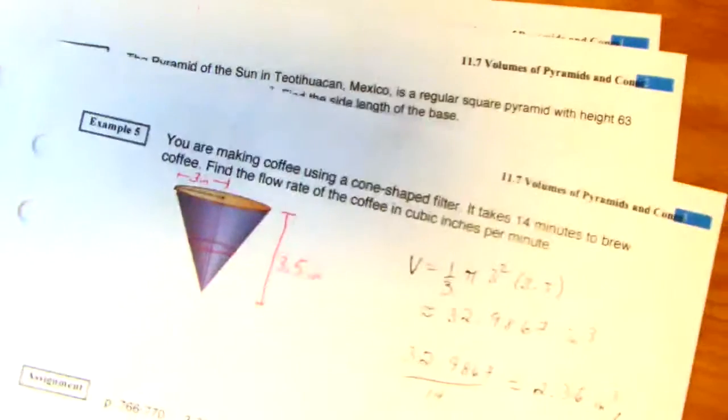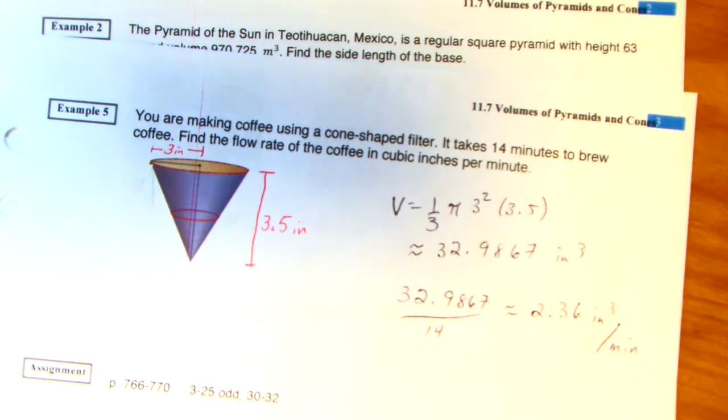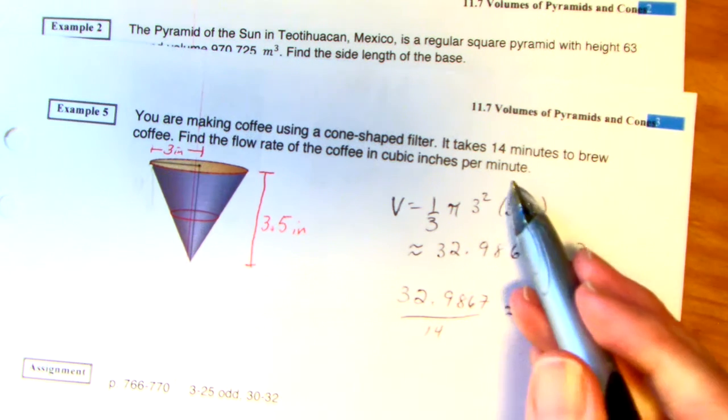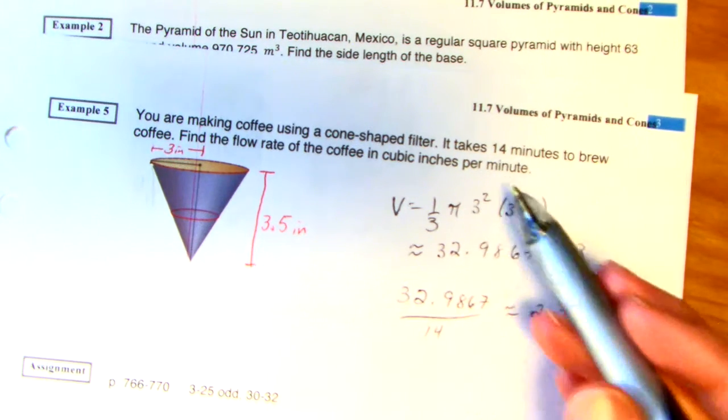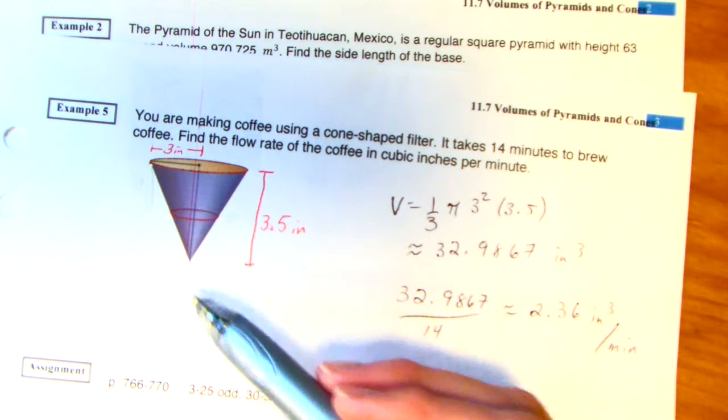Alright, last but not least, you are making coffee using a cone-shaped filter. It takes about 14 minutes to brew coffee. Find the flow rate. Okay, so it's like your rate of change of the coffee in cubic inches per minute. So we want to find out how much coffee is coming out of that little point per minute.